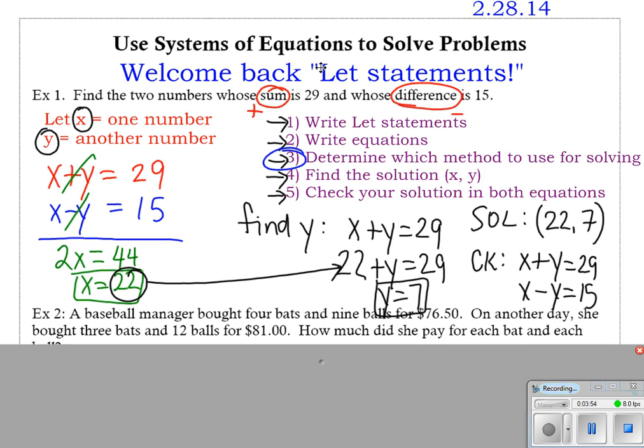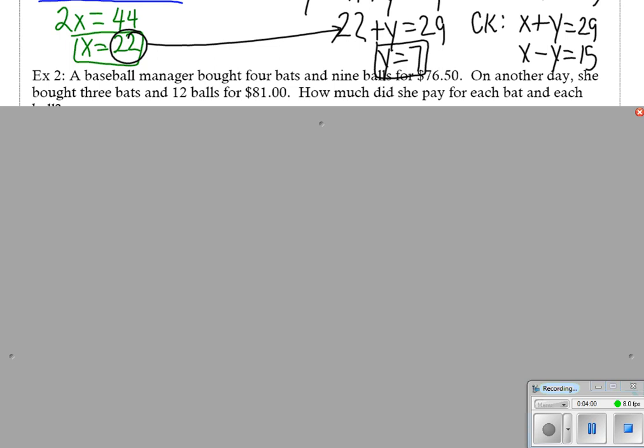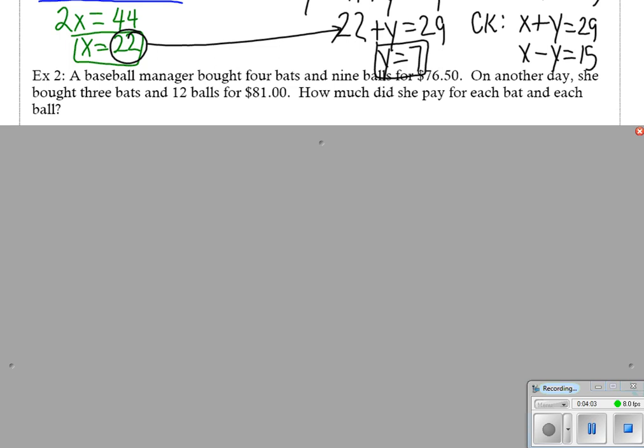Okay, moving on. Sometimes your problems aren't going to be that simple. Okay, so let's go down to example 2. A baseball manager bought 4 bats and 9 balls for $76.50. On another day, she bought 3 bats and 12 balls for $81. Now immediately you can see we're dealing with two different items. One item is bats, the other item is balls. Let's label them or name them x and y.